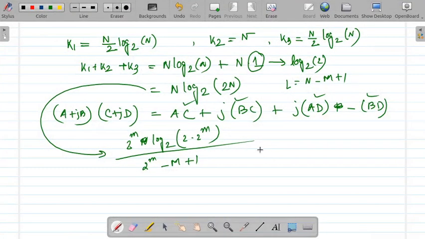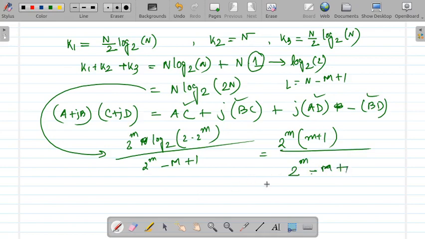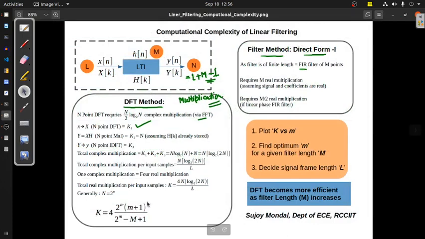How it is coming here, if we simplify it a little bit more, log 2 base 2 to the power m plus 1 means m plus 1, 2 to the power m minus capital M plus 1, and if we multiply 4 with that, that is the number of real multiplications required.